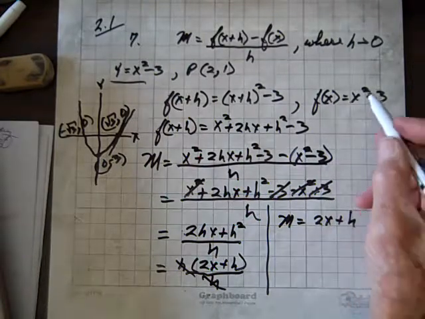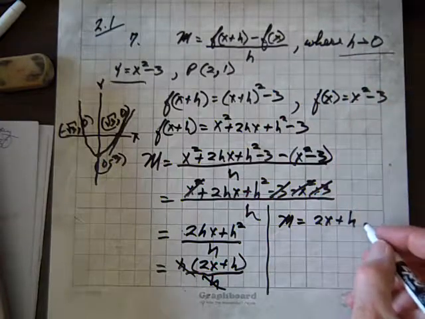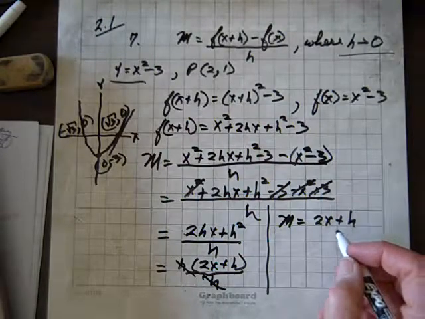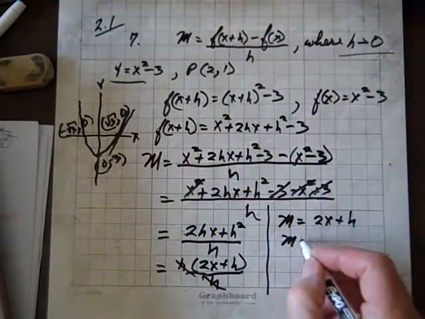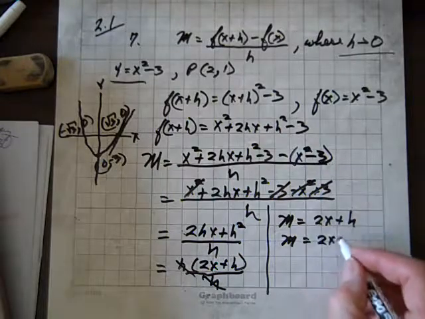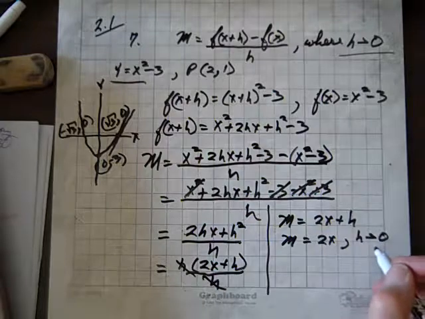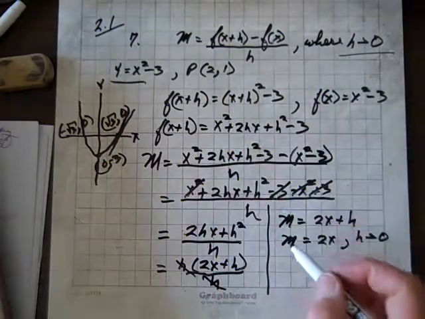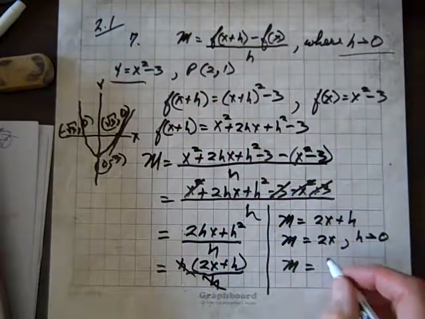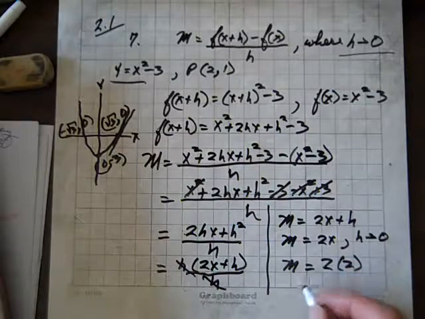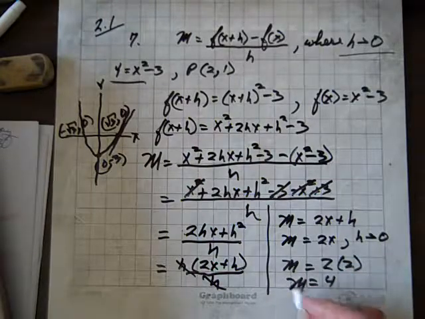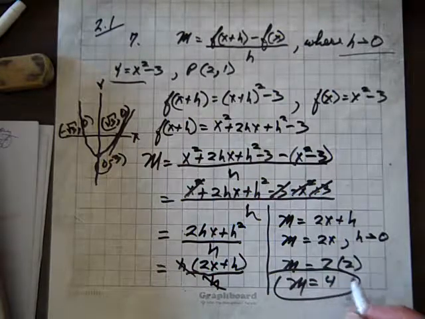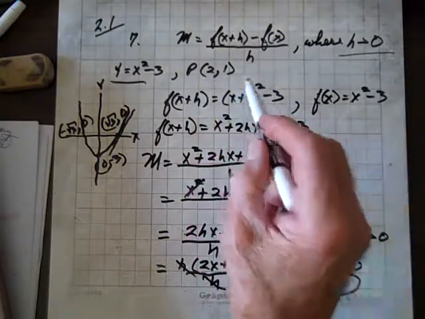And now we'll let h go to 0. So we're going to let h approach 0. Well, it can just be 0. No harm done. No division by 0 here. So then if we do that, m equals 2x as h goes to 0. Now to find the slope at x equals 2, our ordered pair is (2, 1). So m is going to equal 2 times 2, the x-coordinate, which equals 4. So now we've found the slope of the curve at the point (2, 1).